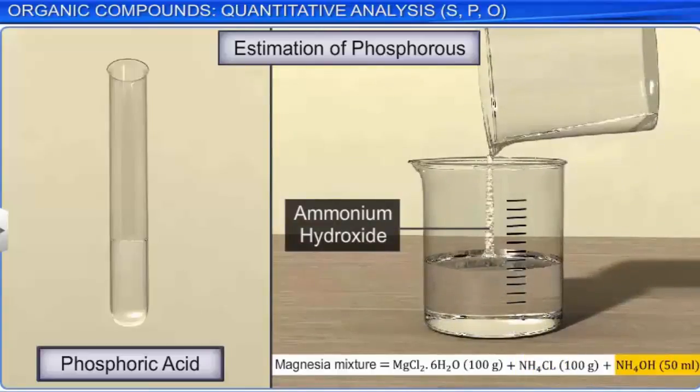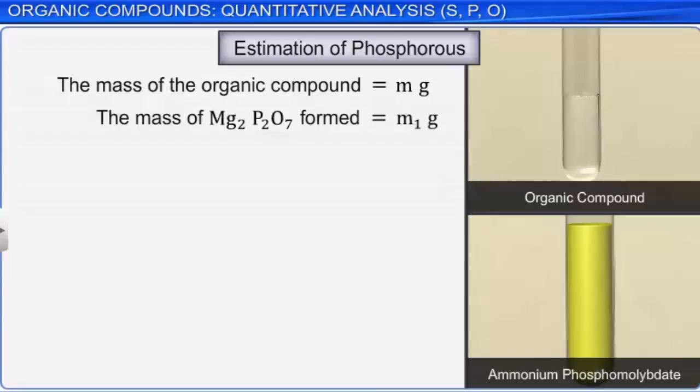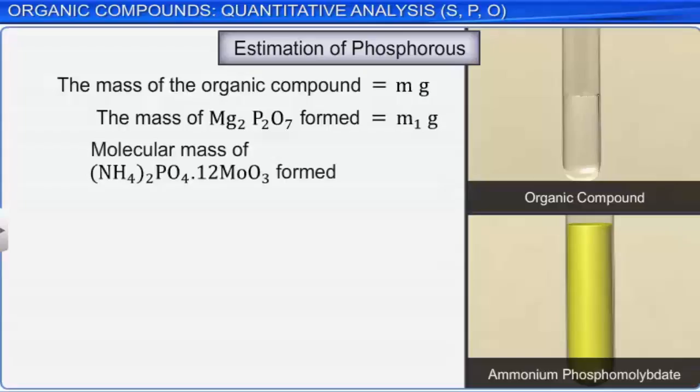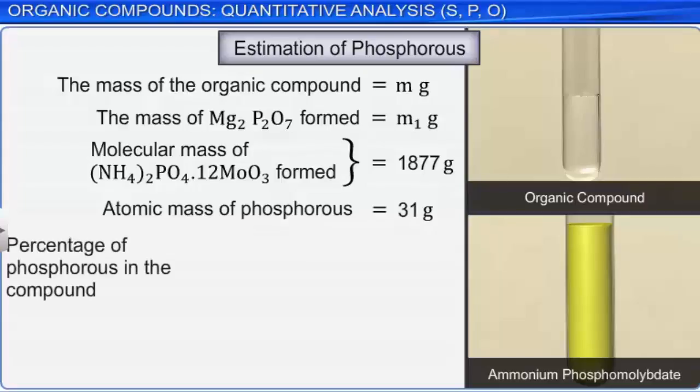Let the mass of the organic compound taken be m grams and the mass of ammonium phosphomolybdate be m1 grams. The molecular mass of ammonium phosphomolybdate is 1877 grams. Atomic mass of phosphorus is equal to 31 grams. Therefore, the percentage of phosphorus present in the compound is m1 multiplied by 31 multiplied by 100, divided by the product of 1877 and m.